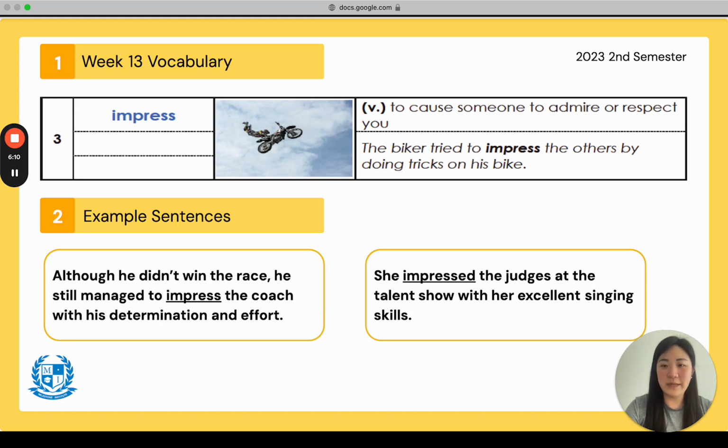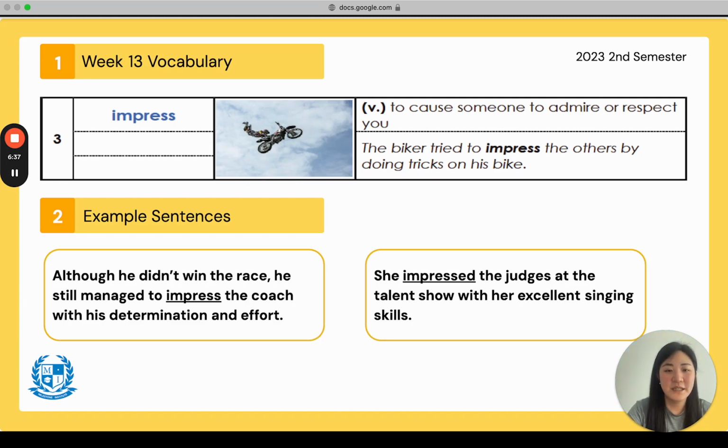Okay, example 1 at the bottom. Although he didn't win the race, he still managed to impress the coach with his determination and effort. Because this boy, he didn't give up. He kept running the race. He still impressed his coach. The coach was like, wow, that student right there, he's doing a great job. He won't give up. I'm very impressed. The coach then started to respect the student.